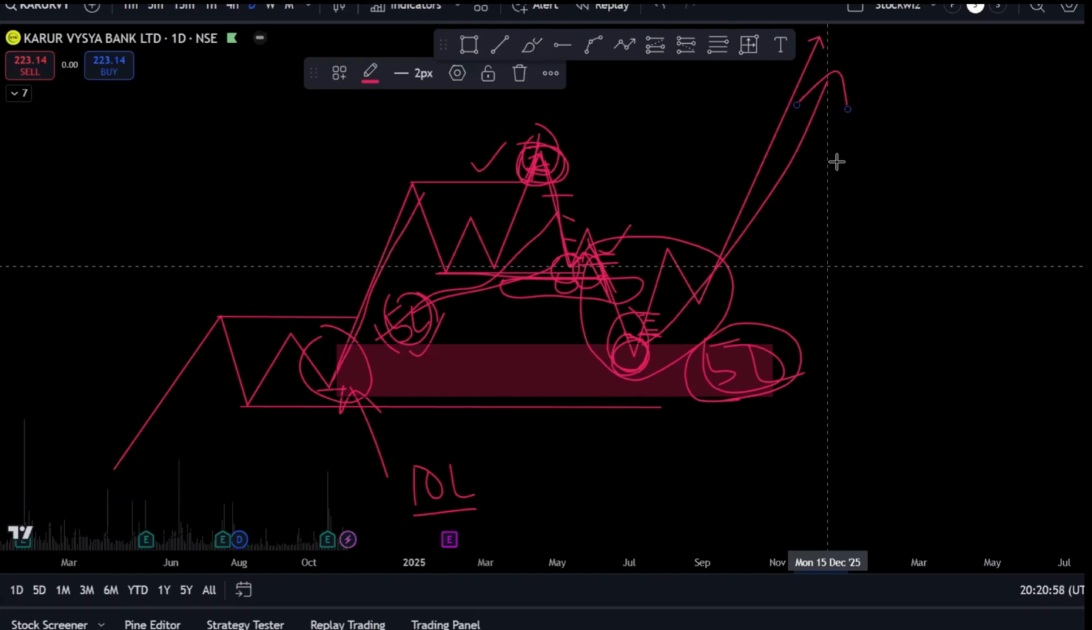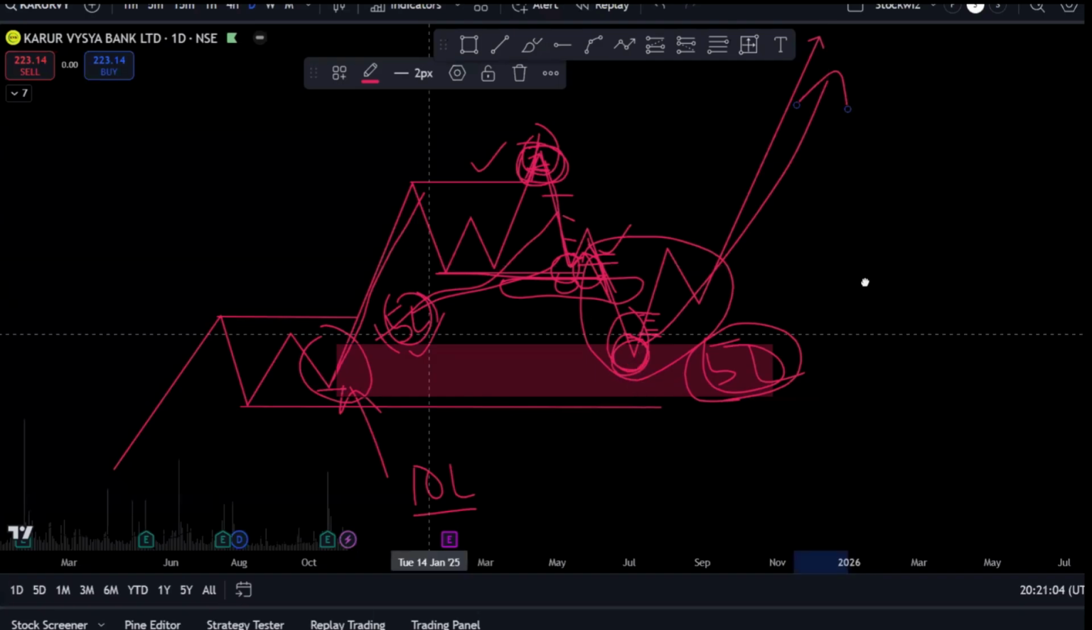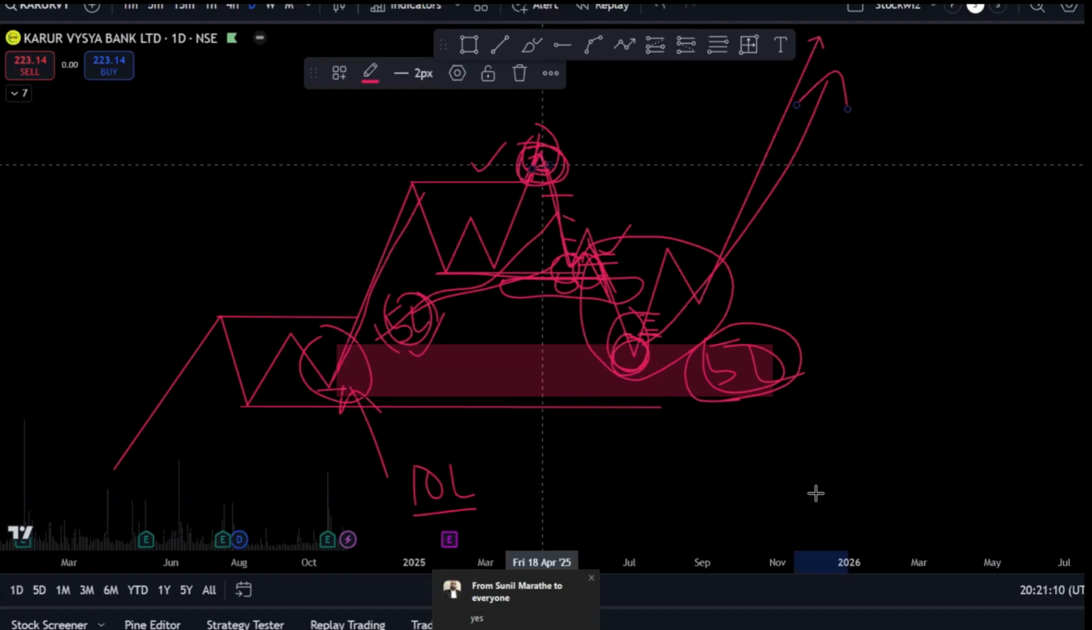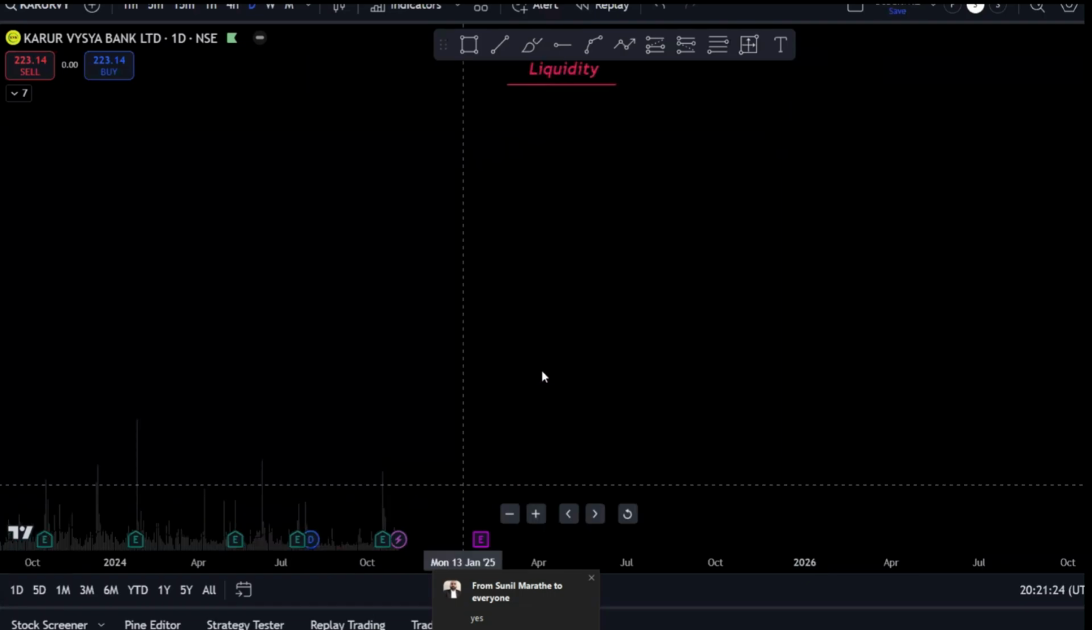Anyway, are you guys now able to decode the entire structure, what was really happening? Is it making sense to you all now? What happened exactly in these areas? Why was your SL getting triggered? Why did the price go that way? Now, I am going to cover one more topic. That's going to be the last topic, and then you are all free to shoot whatever questions you like.